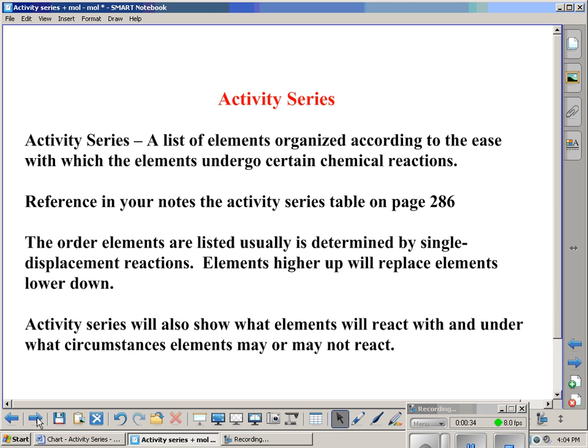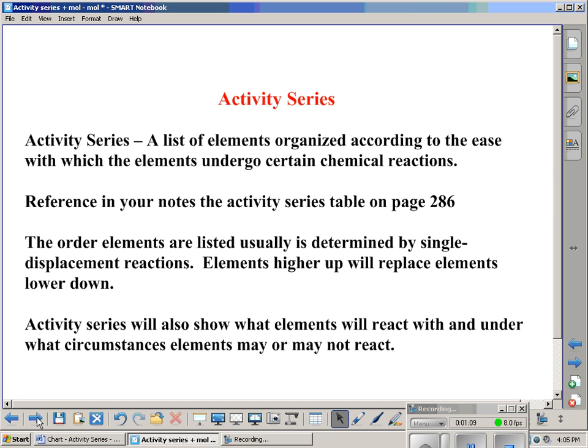So what is an activity series? It's a list of elements organized according to the ease with which the elements undergo certain chemical reactions. Or in other words, it'll tell you whether or not you put two reactants together and you're going to get a reaction. In some cases you won't. One example is if you put nitric acid together with copper, the copper is going to be gone. Drop a penny in there, it's history. But if you accidentally drop your gold wedding ring in there, nothing will happen to it, no reaction.